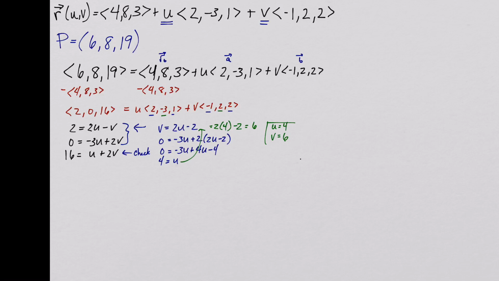And so we think we're home free, but we're not, right? We've got to check in that third equation. So my third equation said 16 has to equal u plus 2v. So we substitute our values in, and we see that 4 plus 2 times 6 gives us 4 plus 12, which equals 16. So what this means is that point P is on the plane.